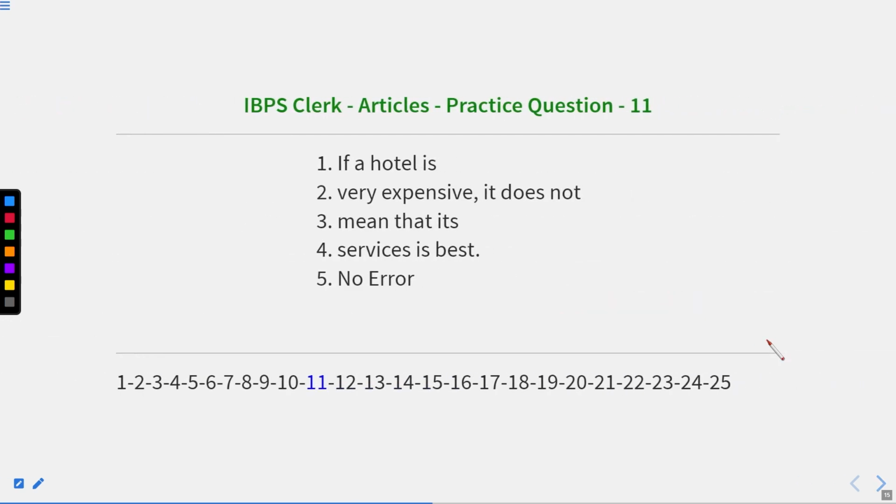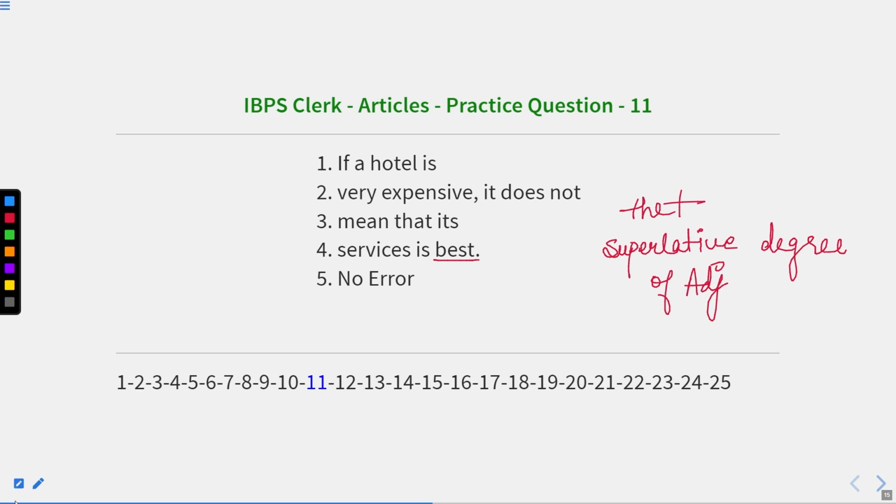If a hotel is very expensive, it does not mean that its services is best. Now, whenever we have the superlative degree of adjective in a sentence, in this case, we need "the" before the superlative degree of adjective necessarily. It means it is mandatory to use "the" before any superlative degree of adjective. Therefore, here services, and also these services are plural, so "is" is incorrect. It should be "are the best".